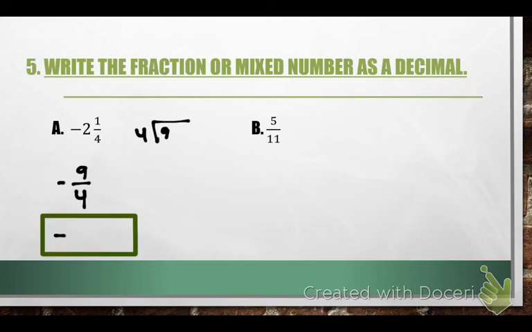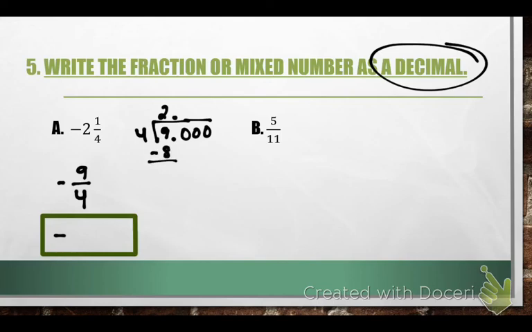Now, I want to turn it, as it says here, into a decimal. So I'm going to put a decimal here and give myself 3 extra zeros. Okay, how many times does 4 go into 9? 2 times. 2 times 4? 8. 9 minus 8? 1. How many of you did it this way? Help me out if you did it this way.